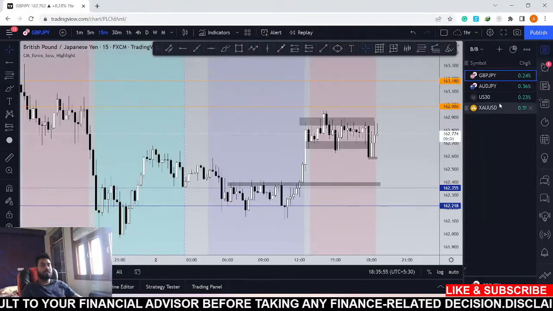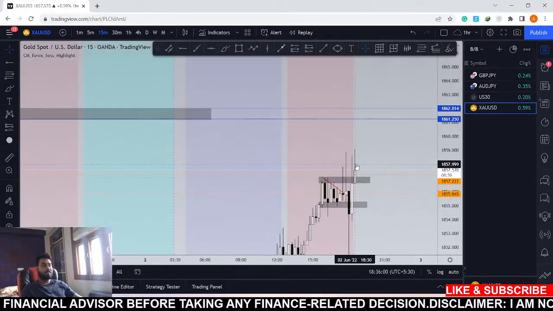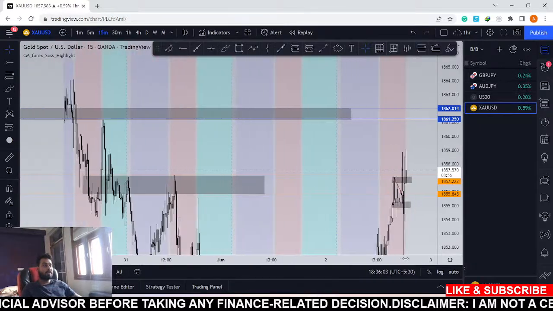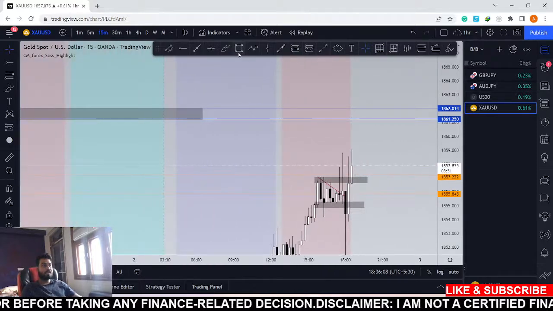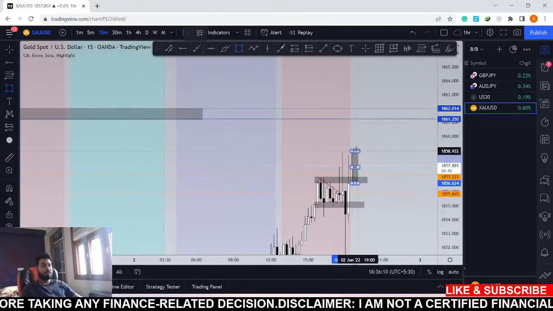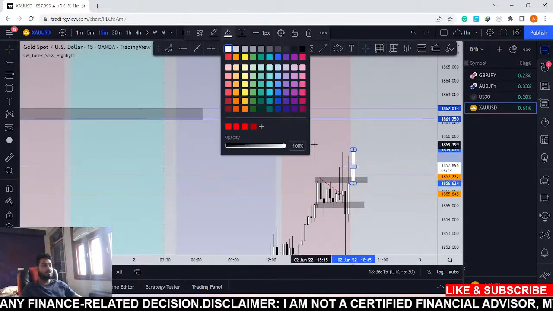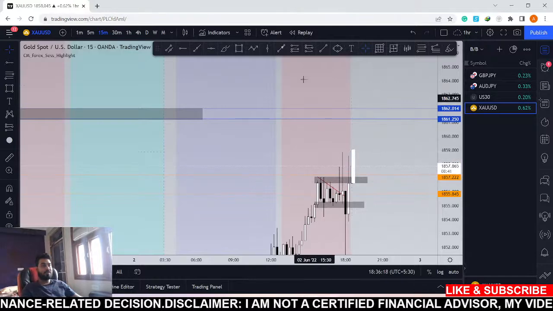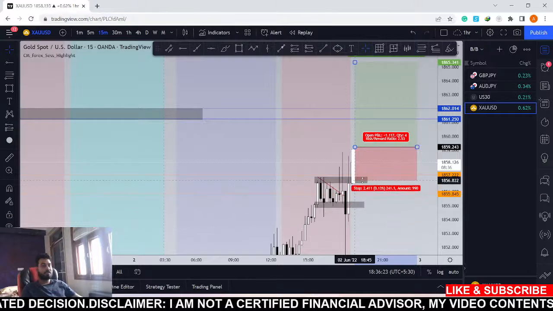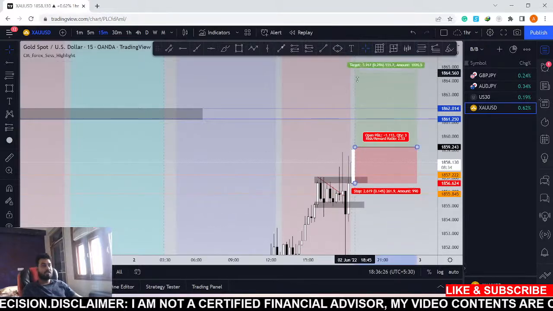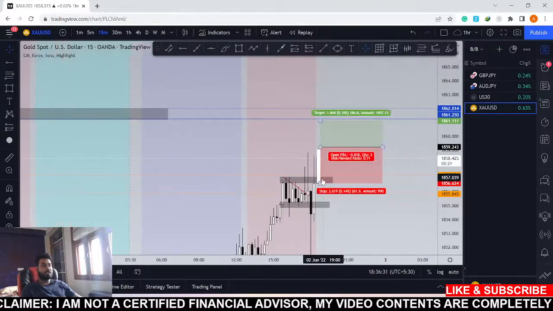Let's check the analysis of gold. This is the gold analysis. When it breaks this resistance, I would like to take the entry after the closing. Let's suppose gold closes like this, I would like to place my entry at this area. Stop loss will be somewhere around this area. Take profit will be somewhere around this area.